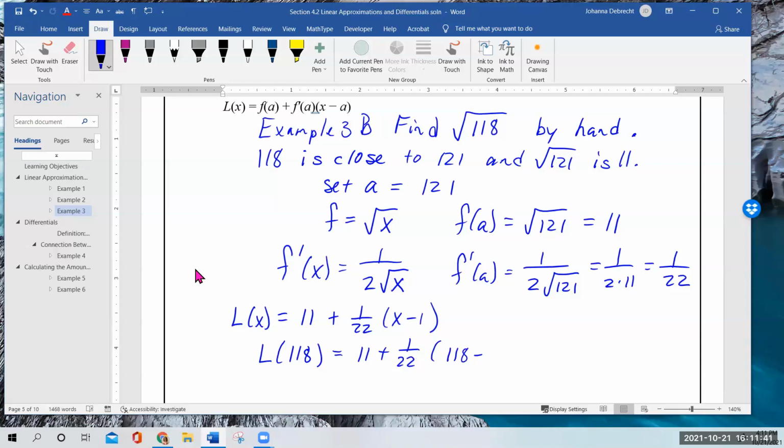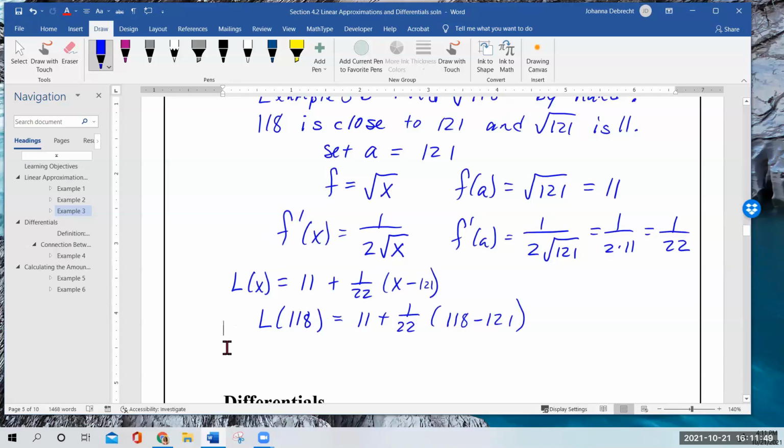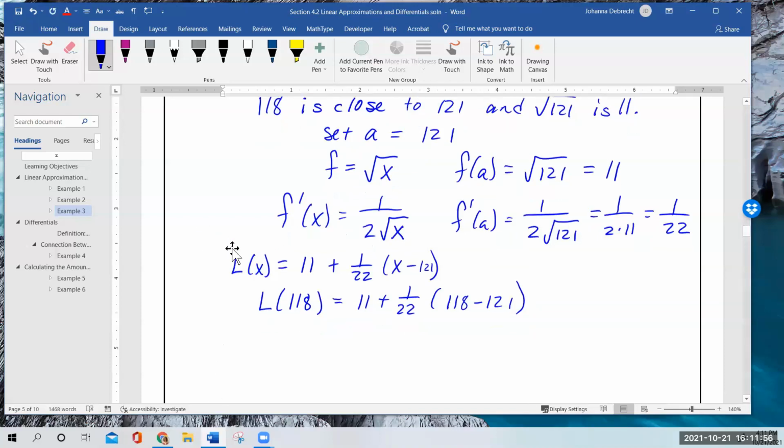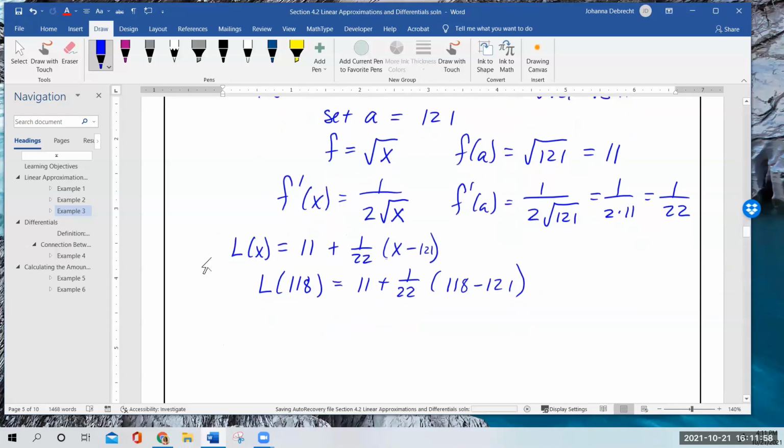And remember, my a value was 121. Don't be worried about the fact that 118 minus 121 is negative. All that means is that I'm going to be subtracting something from 11 because it should be slightly smaller than 11, which should make sense to you. 118 minus 121 gives me negative 3. This tells me that this becomes 11 minus 3 over 22.